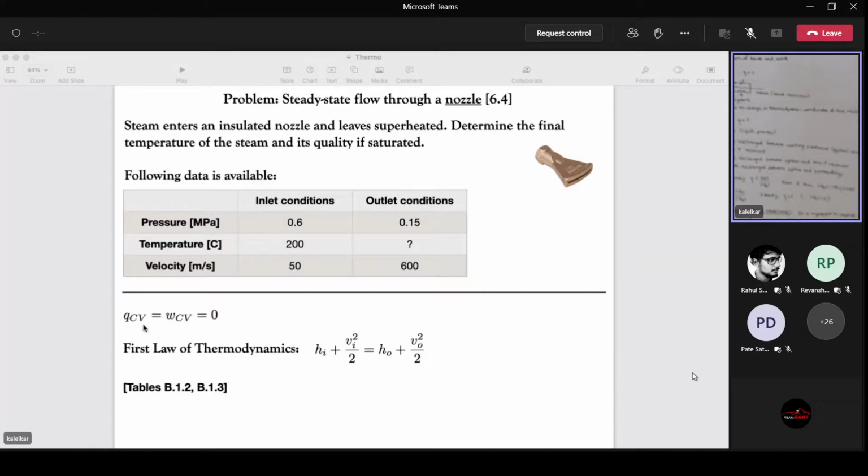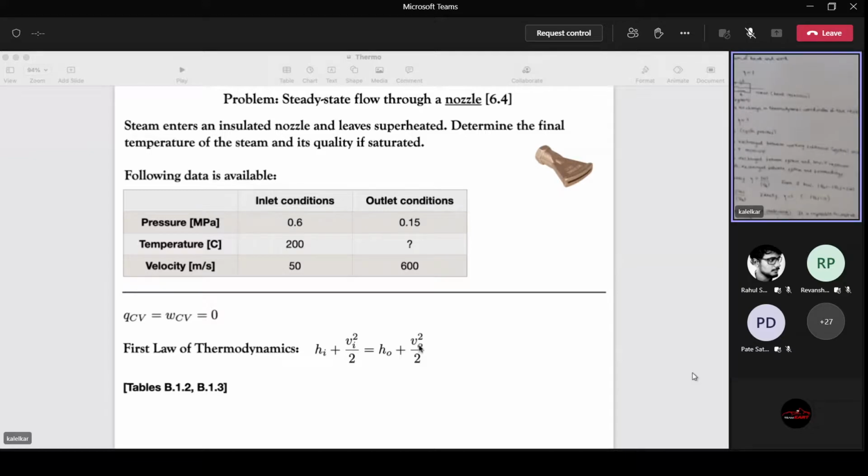Okay. Now, first law, again, in the steady state process, because it is insulated, QCV is 0. No heat exchange. By insulated, he means adiabatic. And there's no work done because in a nozzle, you just have air flowing in and out. It's not going to operate any machine or do any kind of work with the surroundings. So that's gone. So your first law is simple. Inlet enthalpy plus Vi square by 2 is outlet enthalpy. So you have to find out the inlet and the outlet enthalpy.